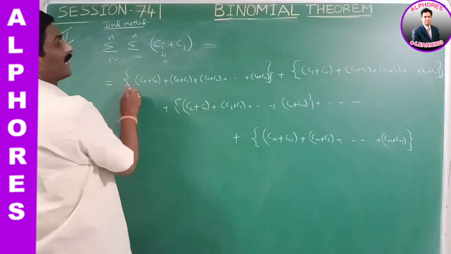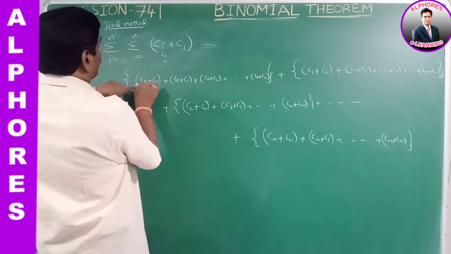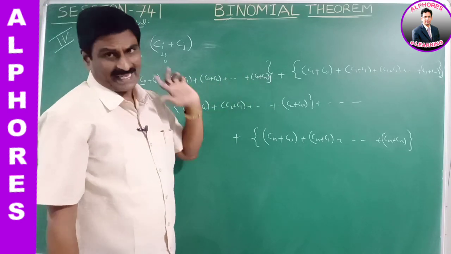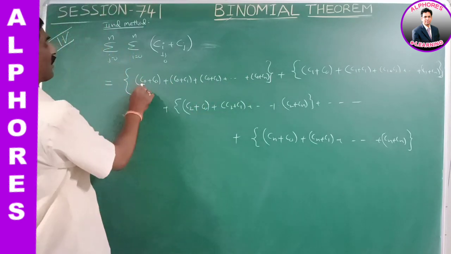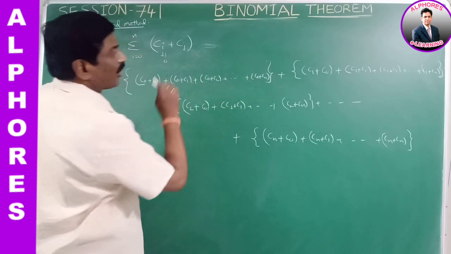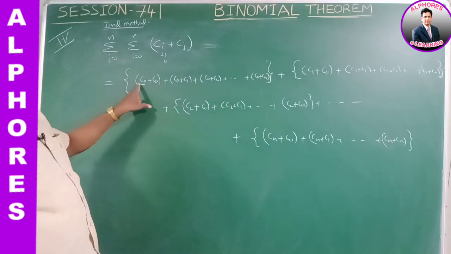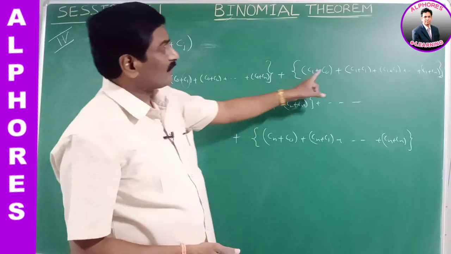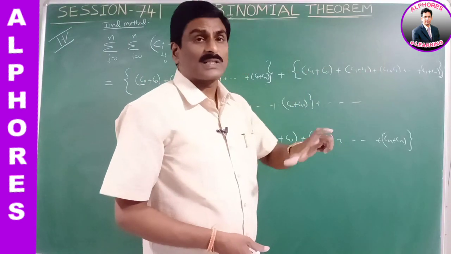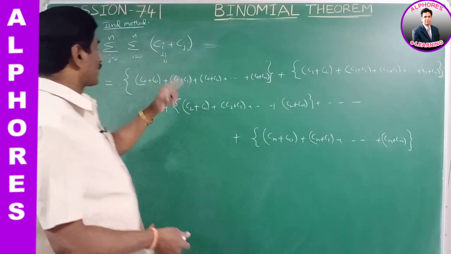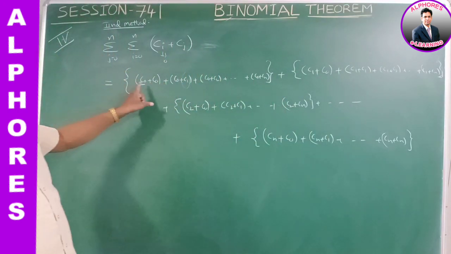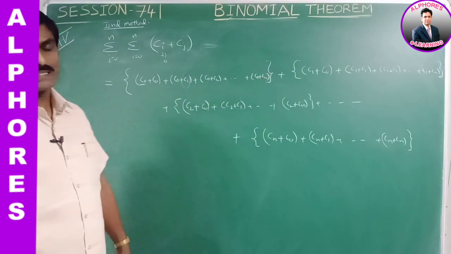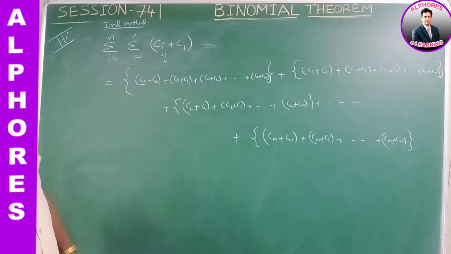Here please observe this value. How many terms does C0 appear in? C0 plus C0, C0 plus C1, C0 plus C2, C0 plus Cn. Here C0 appears how many times? Please observe. Next, how many times does C1 appear? Here 1, next here 1, 1, 1. By counting these values, we find the result. Please note this value first: C0 plus C0, C0 plus C1, C0 plus C2, C0 plus Cn, and so on.